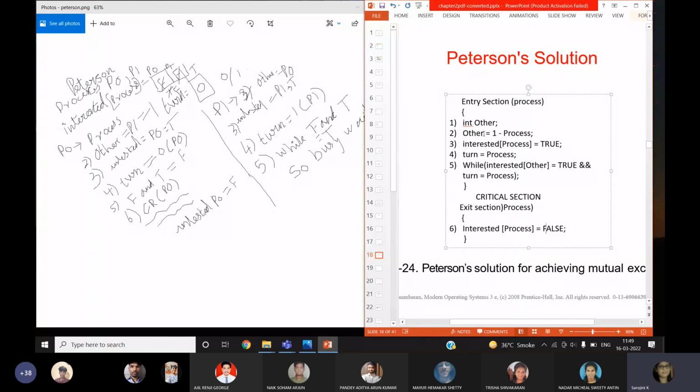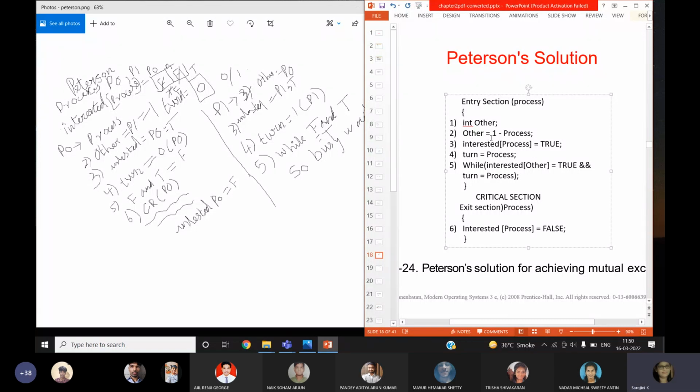So other equal to 1 minus 1. Why process equal to 1? Because currently we have taken the process what? P1. Okay. What about P0? P0 is there in the critical section now. Okay. P1 starts to execute the code.